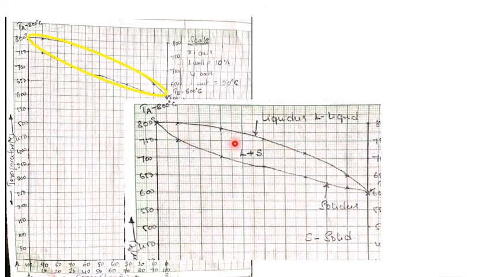Now we need to label it. The above line is the start point of solidification, so that is the liquidus line. The below line is the solidus line, the end of solidification, below which it will be in a solid phase. In between these two we write L plus S, which is a combination of a solid plus a liquid.